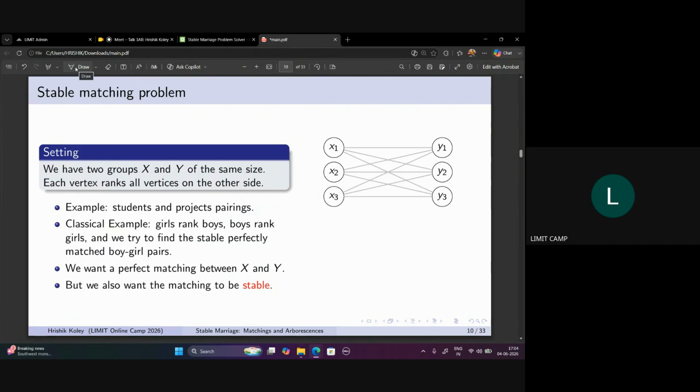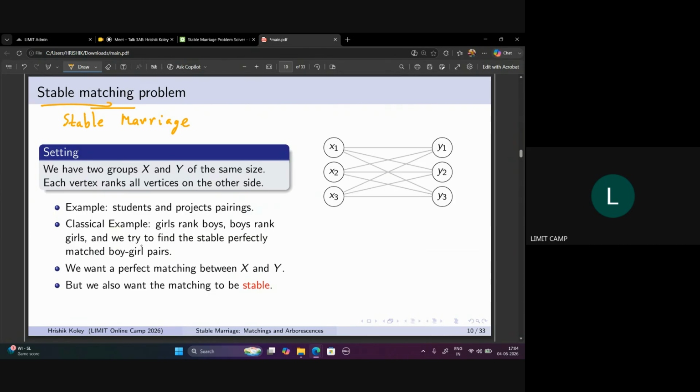One example that people give is student and project pairing, but I personally feel like that's not a very good example in the stable matching setting. It's rather a good example in something called a popular matching setting that will come towards the end of this talk. So a rather classical example, where the name that was originally given to this problem was the stable marriage problem.